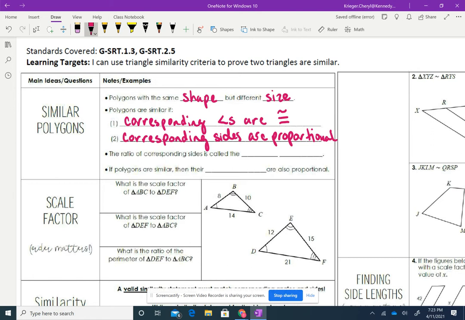Okay, so the ratio of corresponding sides is called the scale factor. And if polygons are similar, then their perimeters are also proportional. Scale factor and perimeters.